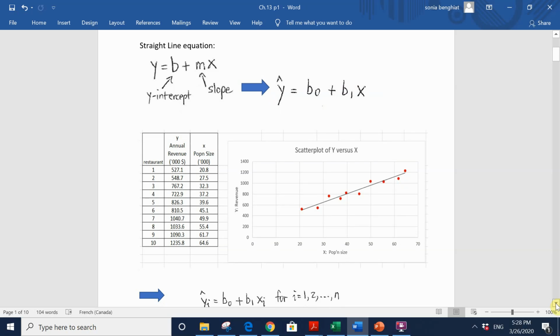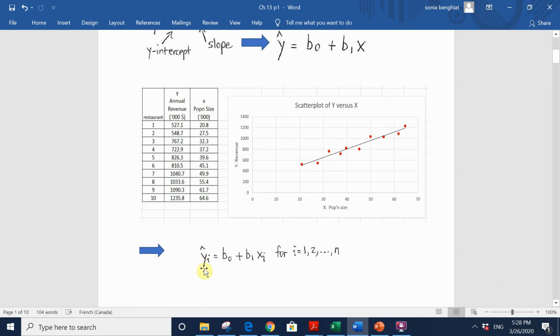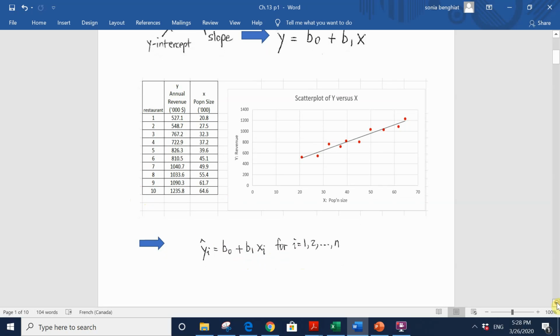Hence, this is a more general form. So I have here yi hat is equal to b naught plus b1 times xi for all different possible values of x in my sample over here. So i ranges from 1 to n, and more specifically in this example, it'll range from 1 to 10. Okay, so let's take a look a little more closely at this sample of 10 restaurants, and let's see what we get over here.